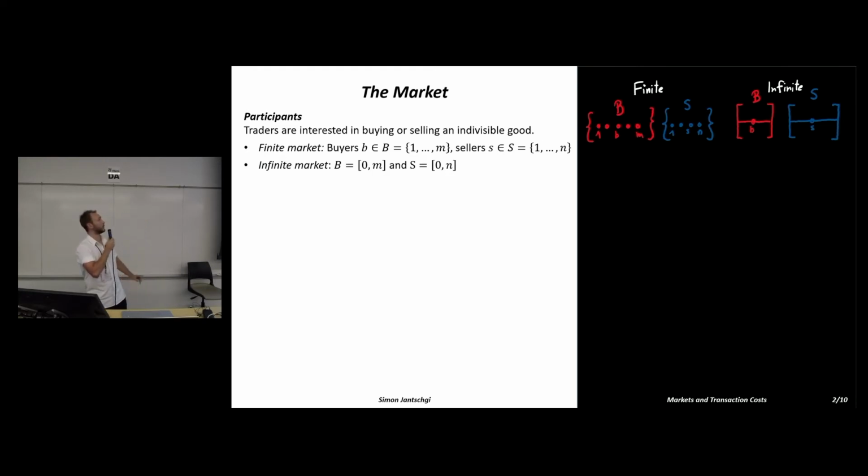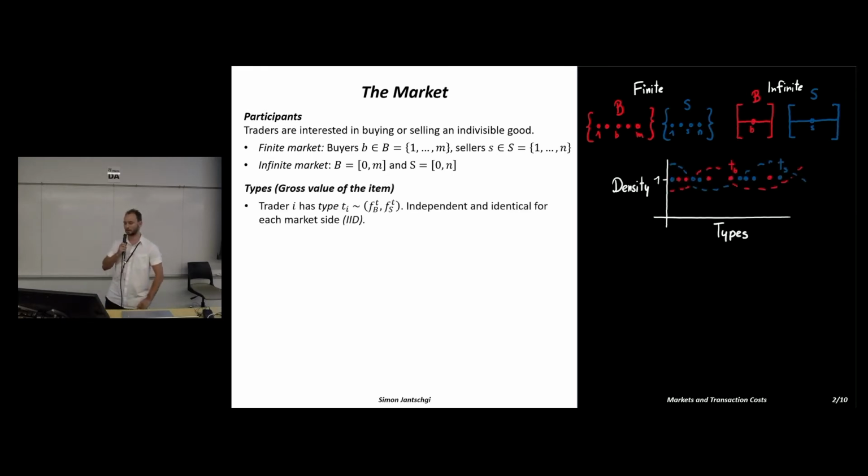And we will treat both cases simultaneously, both finite markets with M buyers and N sellers, as well as a setting with a non-atomic continuum of traders. So now, as is usual with auctions, every trader has an inherent private type or valuation of the item. For a buyer, this could be how much they are willing to pay for the item, and for a seller, this could be the production cost, the minimum price that they want in order to sell the item.